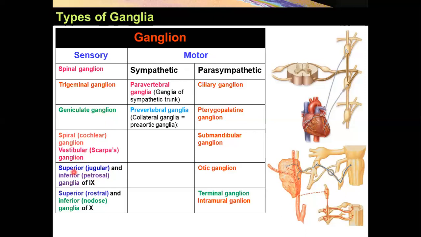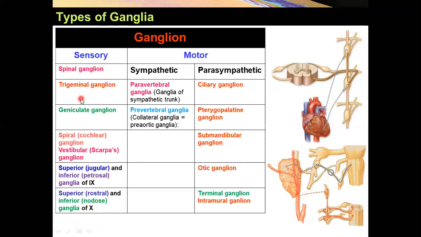The glossopharyngeal and the vagal nerve also have sensory ganglia. The glossopharyngeal nerve has superior or the jugular, inferior or the petrosal ganglia. And the vagus nerve has superior or rostral and inferior or the nodus ganglia. These are the sensory ganglia for spinal nerves and the cranial nerves.